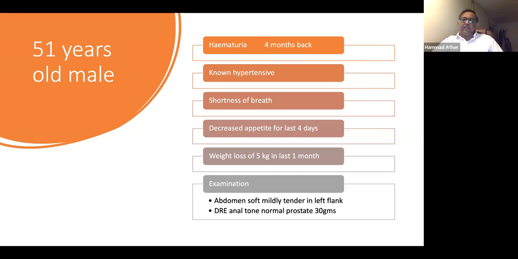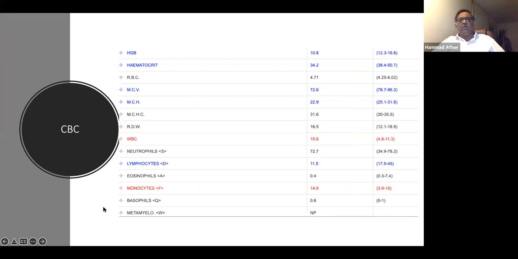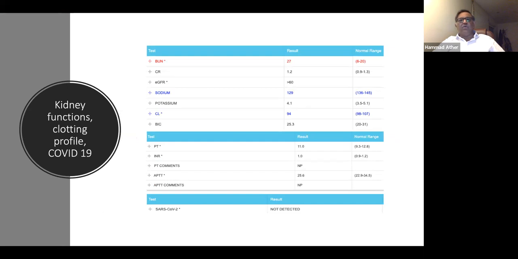When he presented to the clinic, his examination was essentially showing a left flank mass, slight tenderness, not really a mass, and his rectal examination was unremarkable. His basic workup at that time showed hemoglobin on the lower side, WBC count slightly on the higher side. The rest was pretty much normal. His kidney functions were okay with a creatinine of 1.2. Estimated GFR was over 60. Slightly low sodium and chloride. His clotting profile was normal.